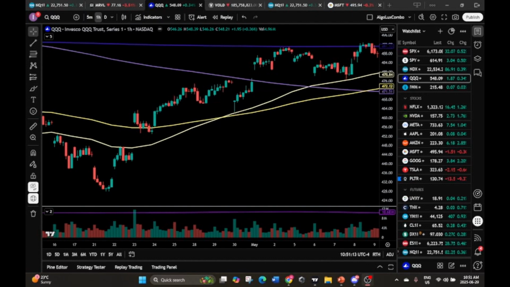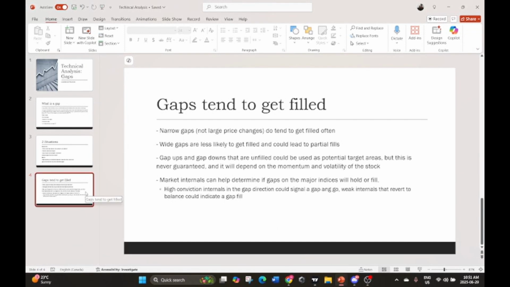Then keep an eye on things like the internals, the strength, or the reasoning behind it, to see if you get continued accumulation, or if it starts to fade. Okay, so that was pretty much what I wanted to talk about on gaps. Just a quick lesson there. If you guys have any questions about gaps, we can take them now.